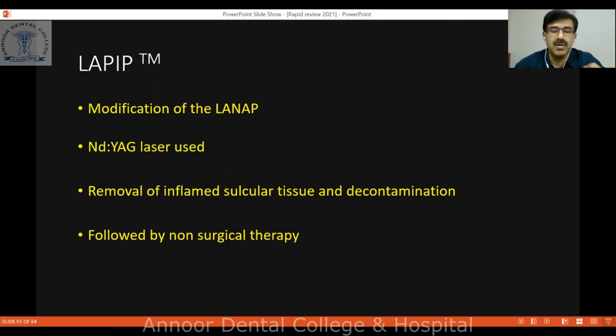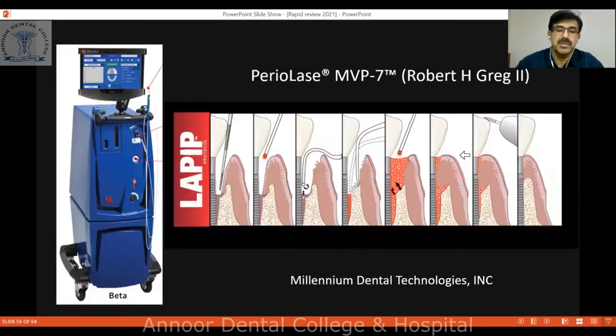Now, this is a protocol that is developed by a company known as Millennium Technologies in the US. It's a patented technology. Now, what they use is this laser machine, the Periolase MVP7. It's an Nd:YAG laser. And the inventor is Robert H. Gregg II.